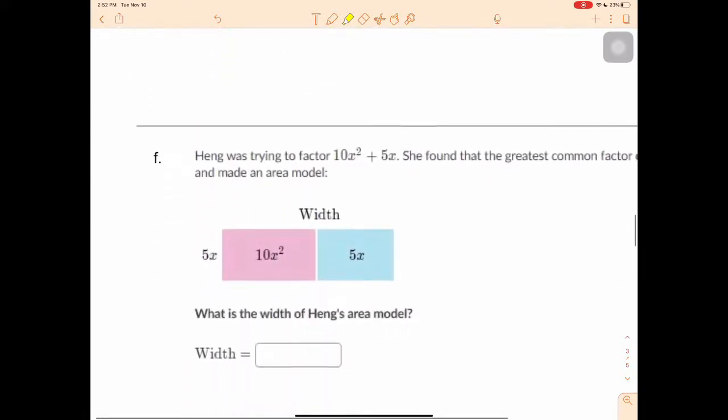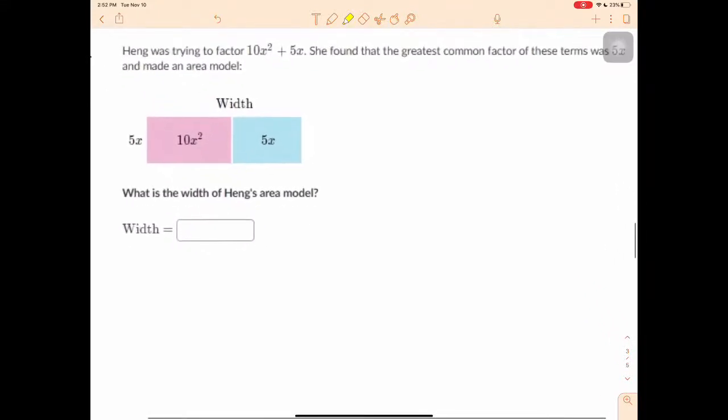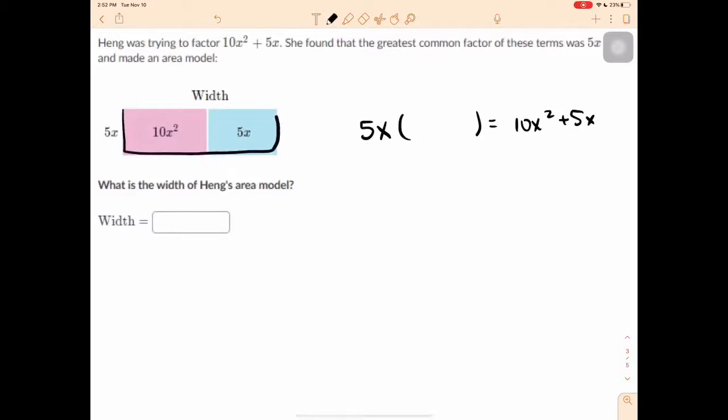All right, let's see. Okay, so this is from one of the homeworks from Khan Academy. I think it's Hing. Hing was trying to factor 10x squared plus 5x. She found the greatest common factor of these terms was 5x and made the following area model. So basically here, guys, she knows that the greatest common factor is 5x multiplied by something is going to equal 10x squared plus 5x. Because the area is down below, right here, this is the area of that rectangle.